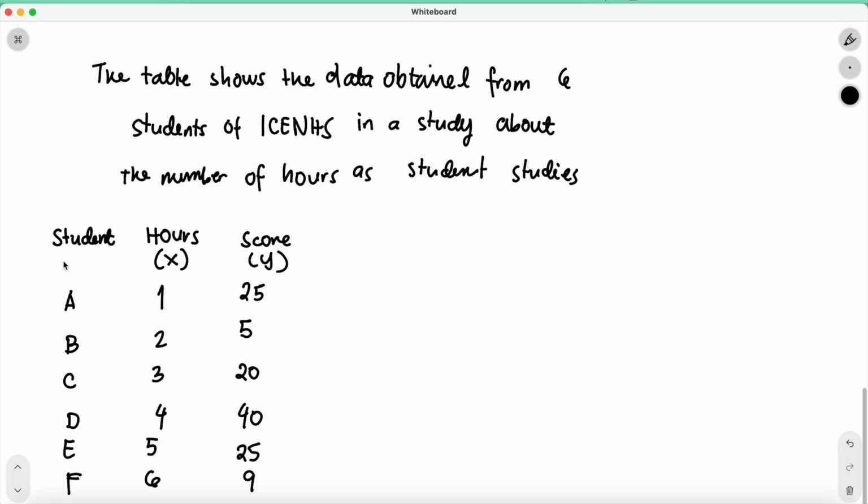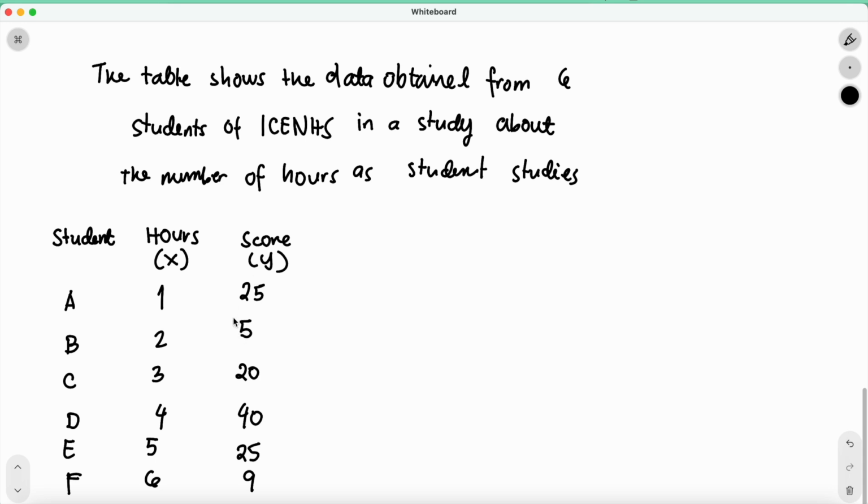So here, this is a problem. The table shows the data obtained from 6 students of ICNHS in a study about the number of hours a student studies and their score. So this problem is about 6 students, student A, B, C, D, E, and F, and your X is the number of hours they study, and your Y is their score on the day of the exam.